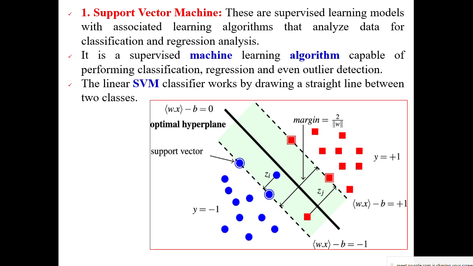The thick black line is a hyperplane, that is called a hyperplane, and we have the equation w times x minus b equals 0. Then the blue points below are the support vectors, and above the thick black line we have the red squares.